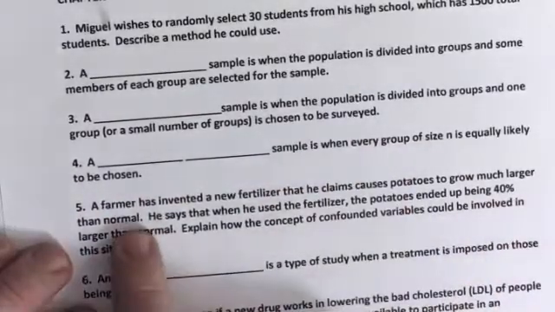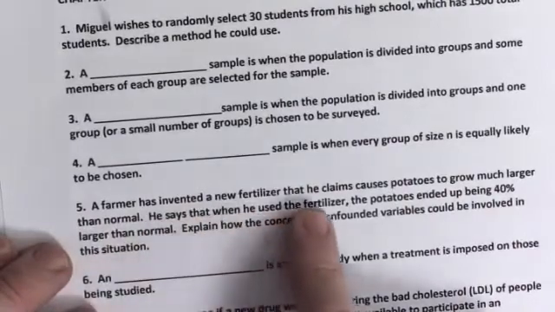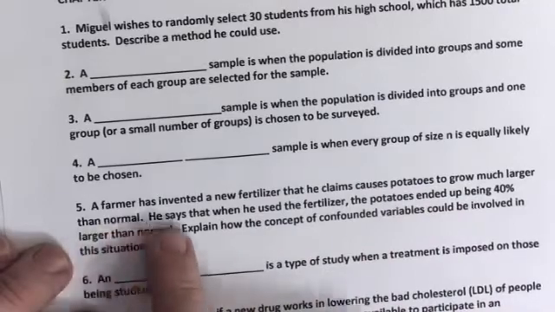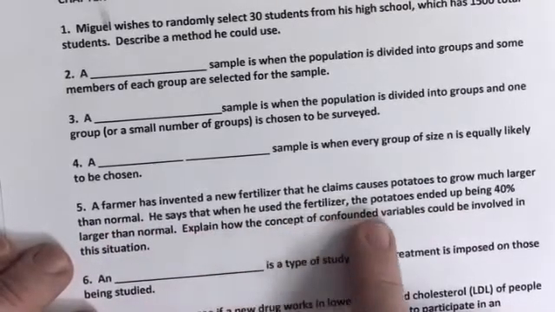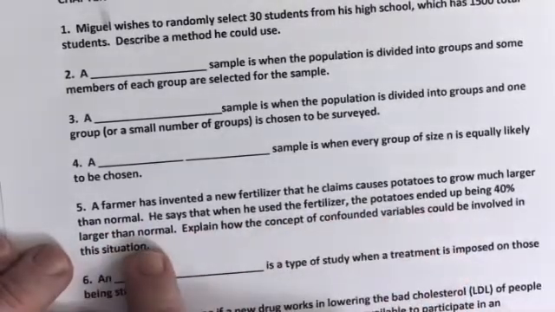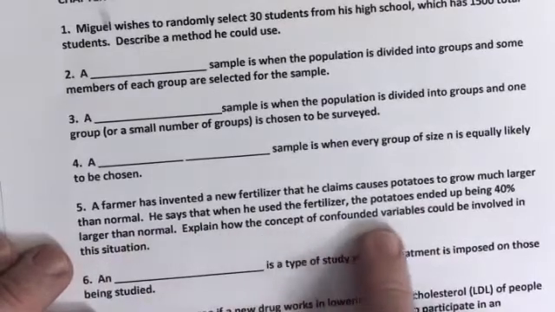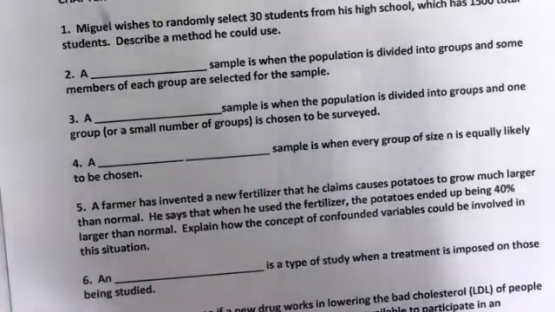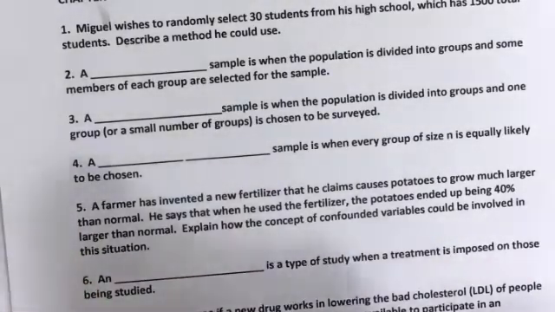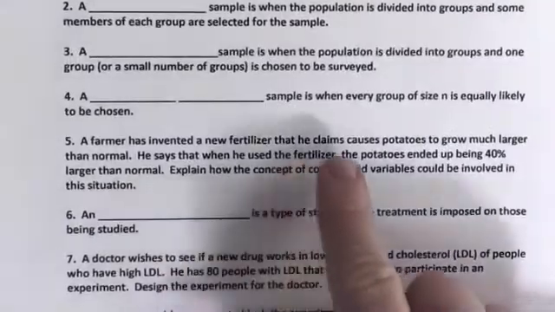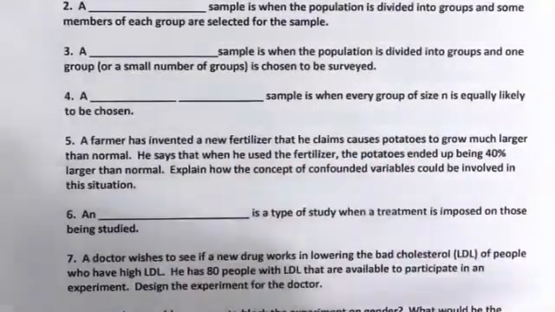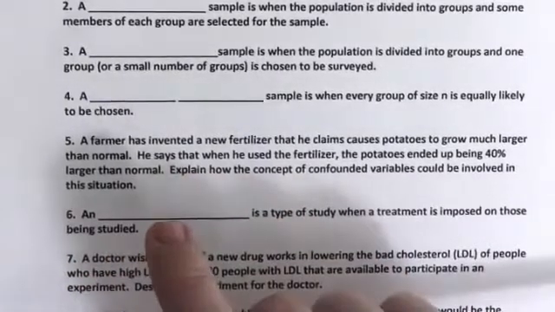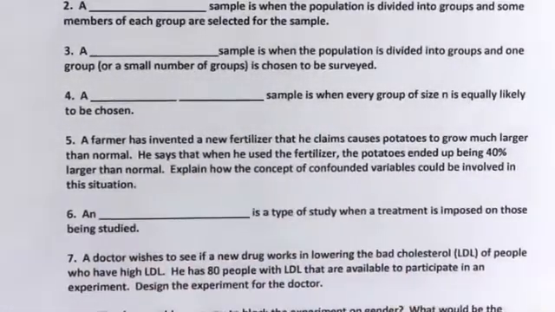Number five, a farmer has invented a new fertilizer that he claims causes potatoes to grow much larger than normal. He says that when he used the fertilizer, the potatoes ended up being 40% larger than normal. Explain how the concept of confounded variables could be involved in this situation. Whenever someone is making a claim that one variable is causing a change in another variable, we should always say, wait a second, there could be another variable involved. And maybe that is this other variable that is causing the result.